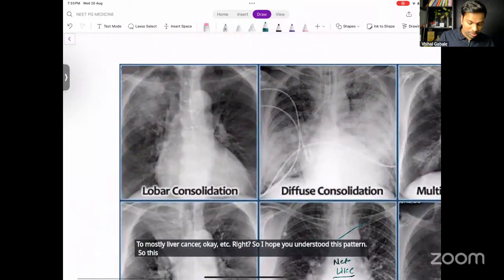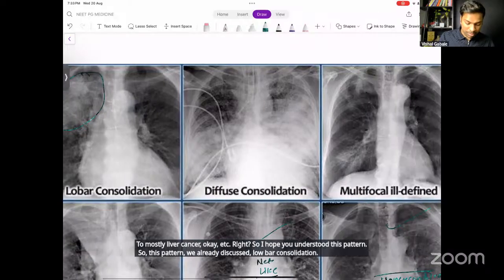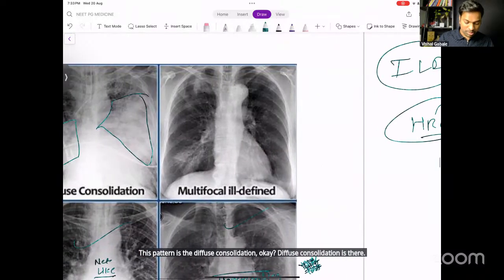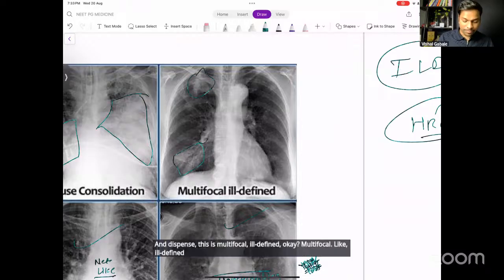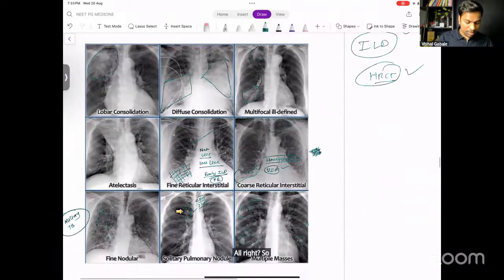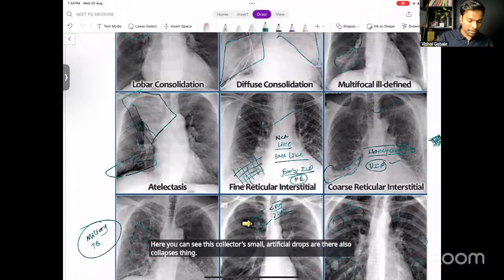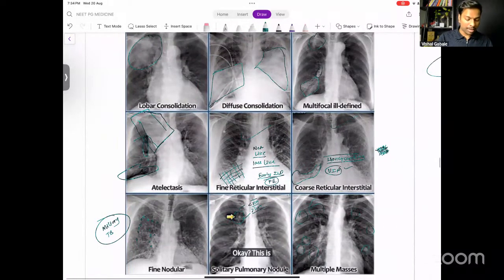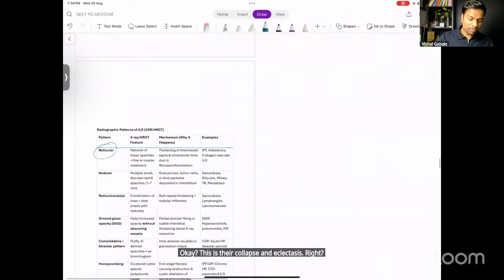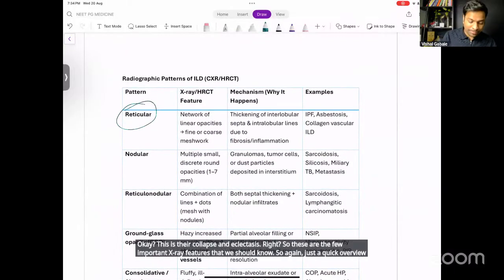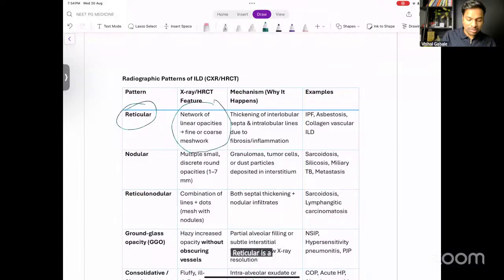So this pattern we already discussed, lobar consolidation. This pattern is the diffuse consolidation. Okay, diffuse consolidation is there, and this is multifocal, ill-defined. So this is one. This is the atelectasis. Okay, here you can see this atelectasis, small atelectasis drops are there. Here also collapse is there. Okay, this is collapse and atelectasis, right? So these are the few important X-ray features that we should know. So again, just a quick overview, quick revision. You can say reticular is a network of linear opacities, can be fine or coarse.